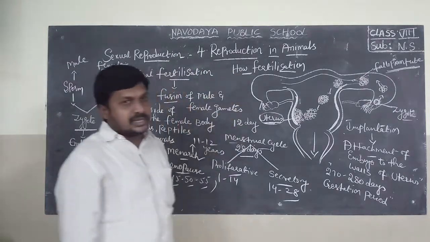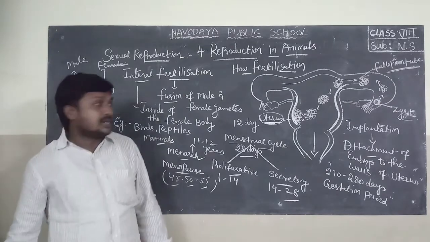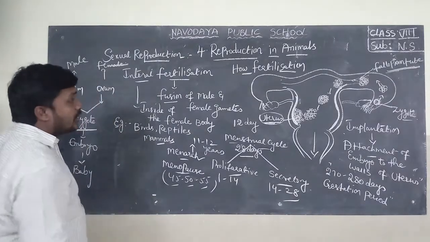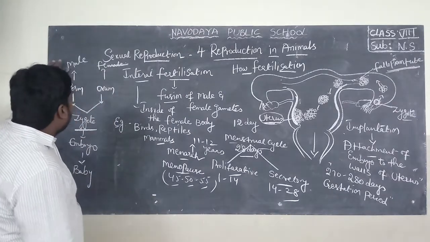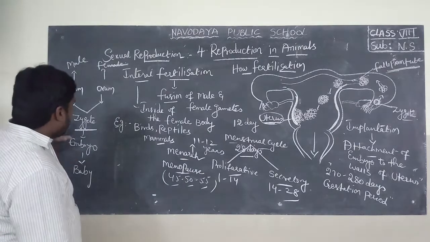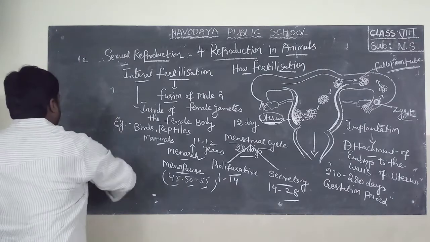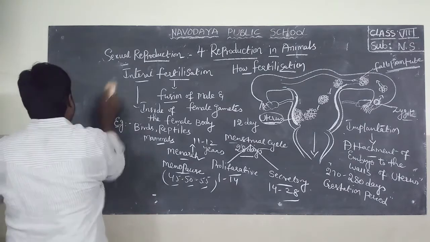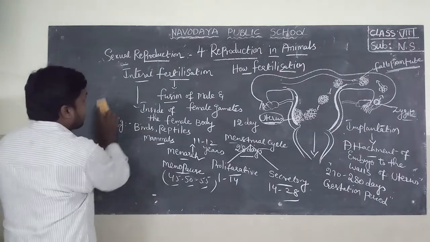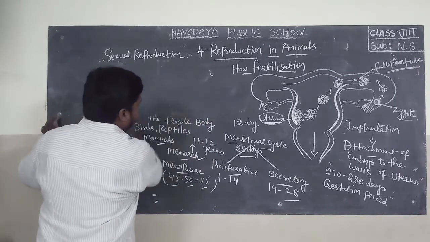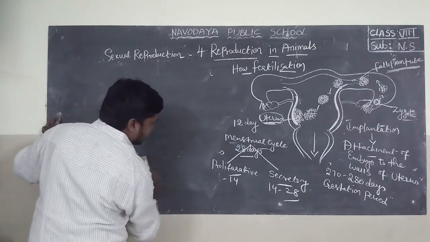So this is internal fertilization. In internal fertilization, fertilization takes place inside the female body. Here we already learned how a baby will be formed. Now I will explain about external fertilization.